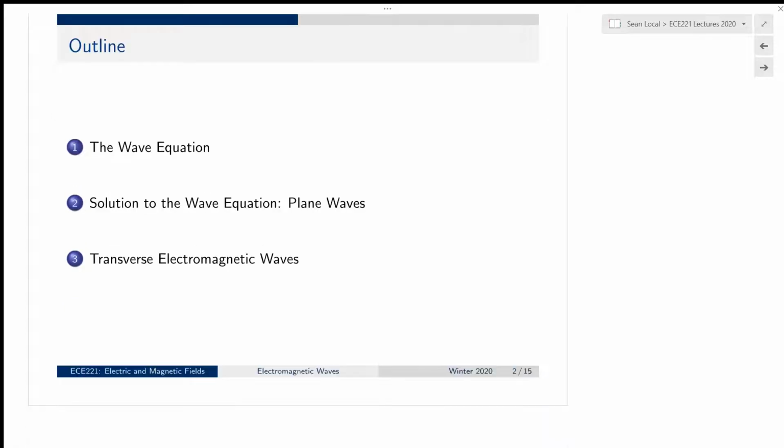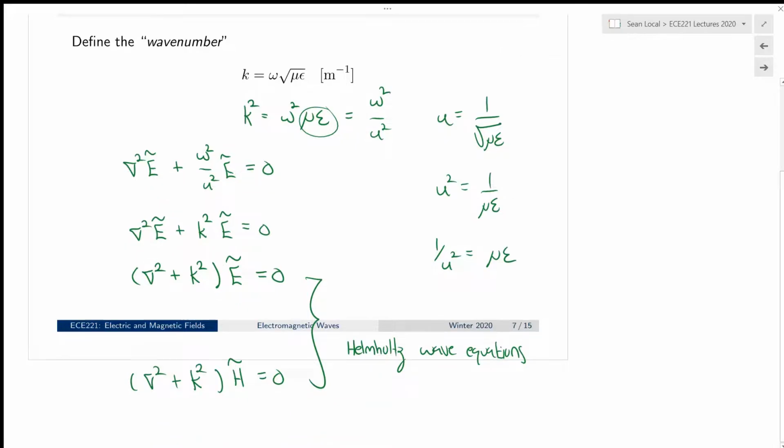So we ended off last time by deriving the Helmholtz wave equations, which are shown here. For the electric field, we have this equation here, Laplacian plus k squared, all operating on E tilde, which is our phasor expression for the electric field, is equal to 0, and a similar expression for the magnetic field. So these are homogeneous differential equations as a function of spatial variables only.